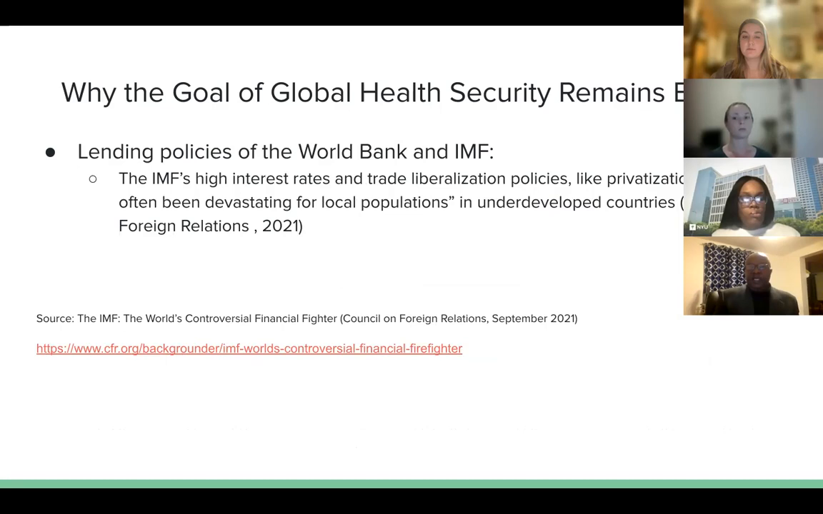So as we've said, the IMF interest rates and trade liberalization policies are affecting the developing countries and underdeveloped countries in making sure that they can divert some of the loan payments that they make, especially high interest loan payments, for them to be able to develop healthcare systems by investing in healthcare systems, creating healthcare personnel, training healthcare workers, and creating the structures that would enable them to have surveillance and reporting systems that contribute toward the global health security.